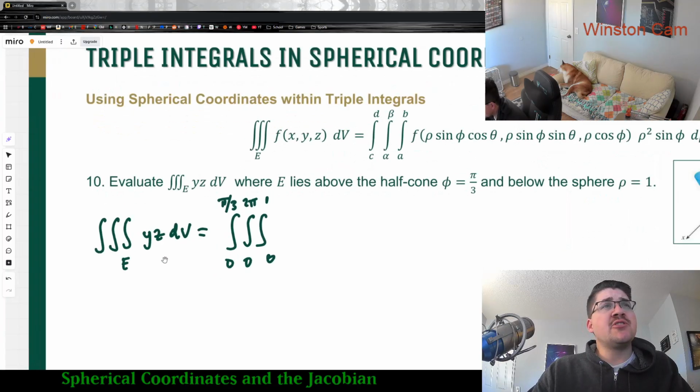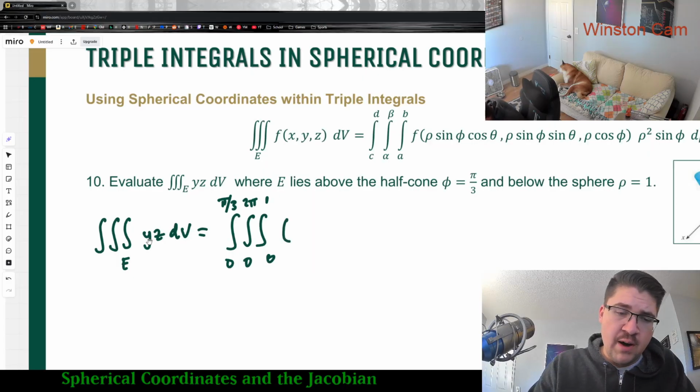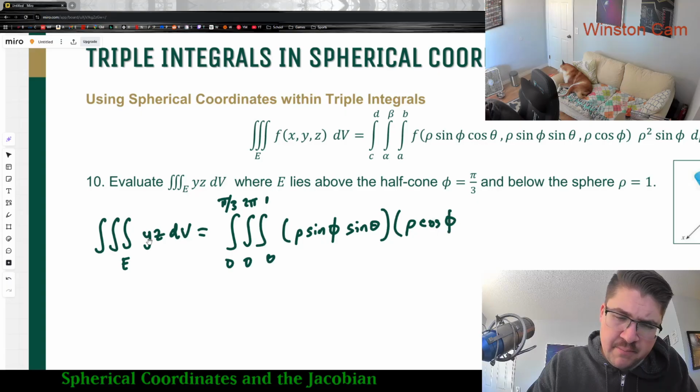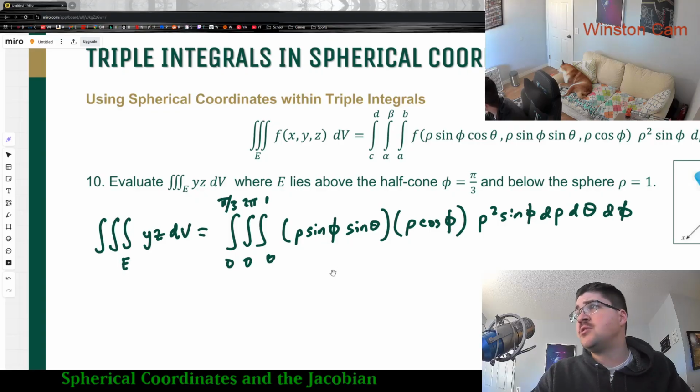And again, we want to make sure our variables are changed into spherical coordinates. So again, x is this, y is this, and z is this. So our function here is y times z. So for y, we're going to have rho sine phi sine theta. And for z, we're going to have rho cosine phi. And then this will all be multiplied by rho squared sine phi d rho d theta d phi as we translate it into our full integral.